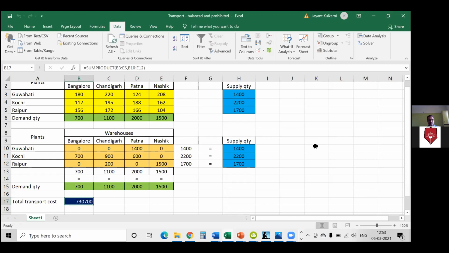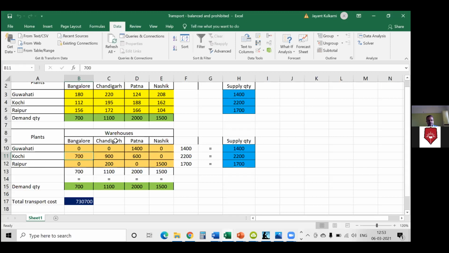And what is the solution that solver has given you? It has told you that you should transport 1400 quantity from Guwahati to Patna here, right? 700 from Kochi to Bangalore, 900 from Kochi to Chandigarh, and 600 from Kochi to Patna. Similarly, from Raipur, you should send 200 to Chandigarh and 1500 to Nasik.